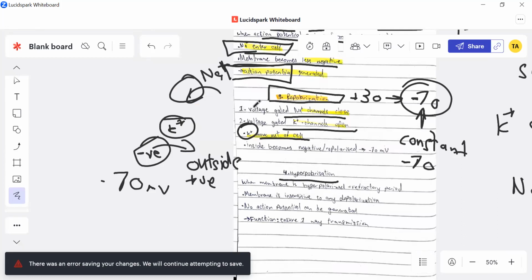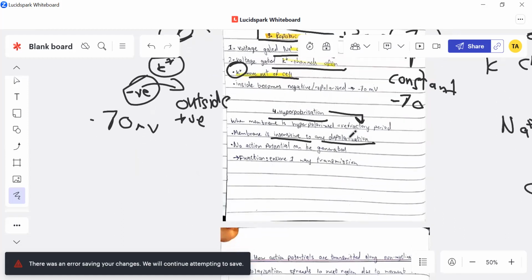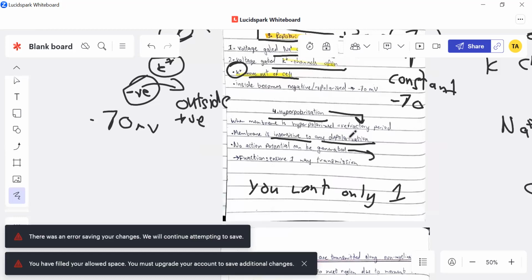Hyperpolarization is called the refractory period. When a cell is hyperpolarized, the membrane is insensitive to any depolarization. This means that no action potential can be generated inside the cell. So why does hyperpolarization happen? It happens because you want only one action potential at a time.